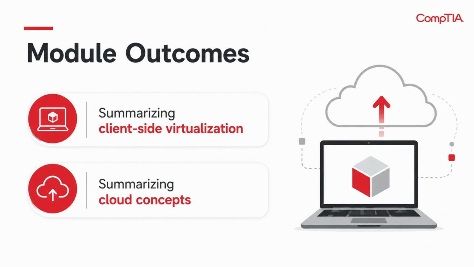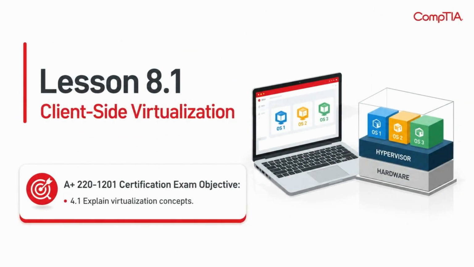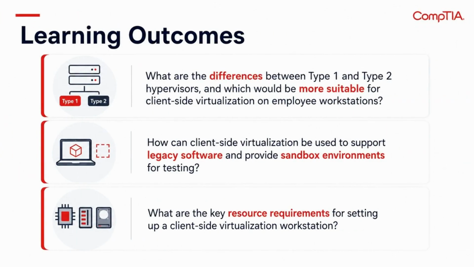These two outcomes map to the two lessons ahead. Lesson 8.1, Client-Side Virtualization. This lesson maps to A+ 220-1102 Objective 4.1, Explaining Virtualization Concepts. By the end of this lesson, you should be able to answer, what are the differences between Type 1 and Type 2 hypervisors, and which is more suitable for client-side virtualization on employee workstations? How can client-side virtualization support legacy software and provide sandbox environments for testing? And what are the key resource requirements for setting up a client-side virtualization workstation?